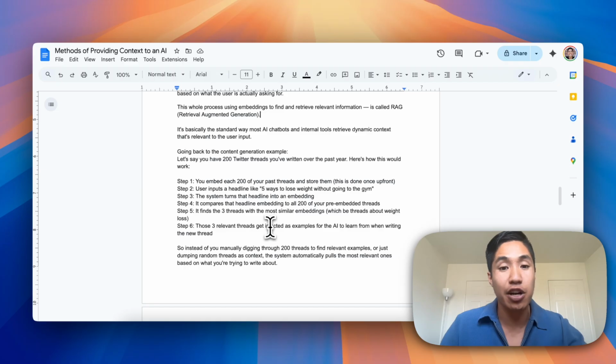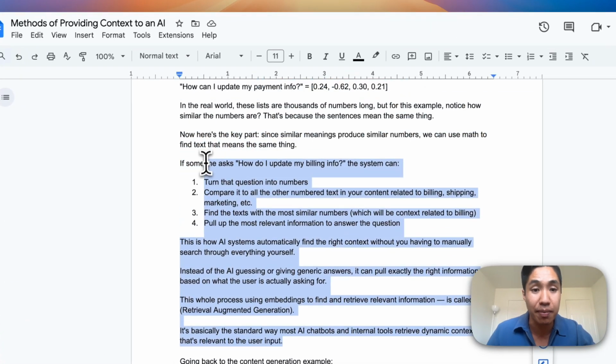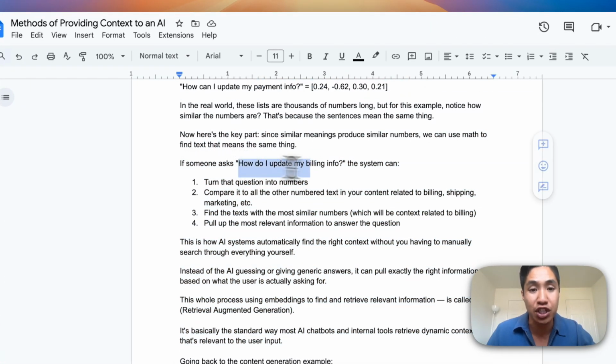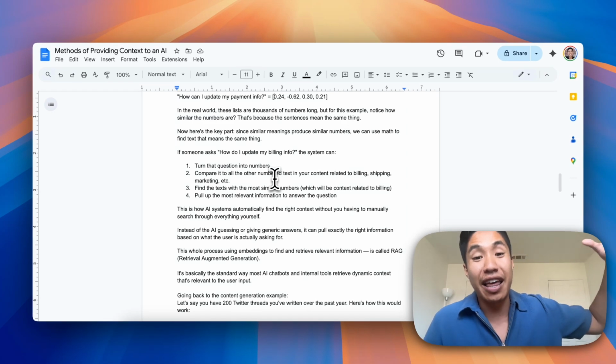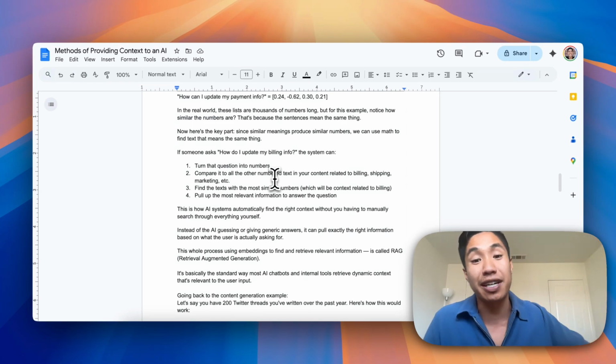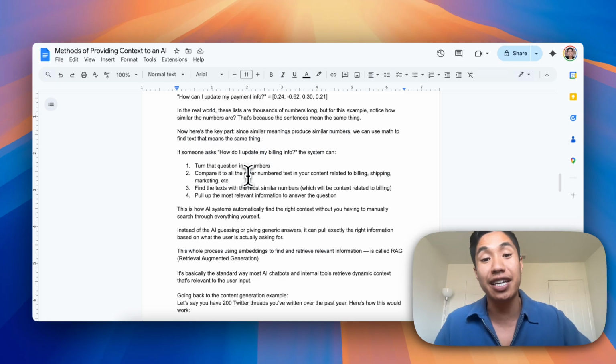It's basically the standard way most chatbots and internal tools retrieve dynamic context that's relevant to the user input, which is literally what we're doing here, right? A user puts in a question: how do I update my billing info? We turn it into this embedding, again, this list of numbers. We find other lists of numbers that are similar to it. Those lists of numbers have corresponding text, and in this case that text will be about billing info, right? And then we can throw that into the prompt so it knows how we go about billing.